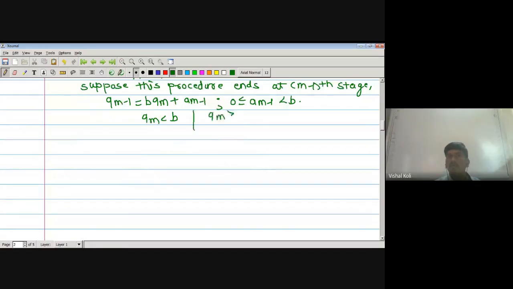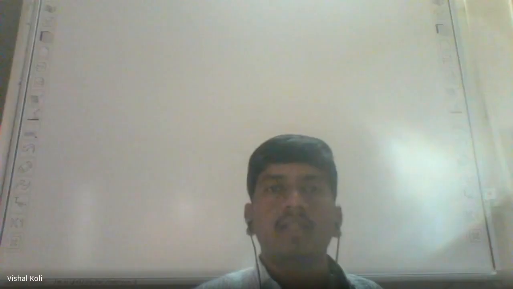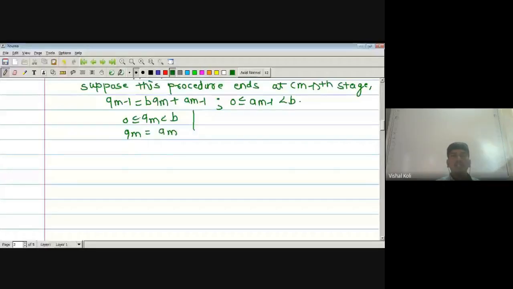Since the procedure will continue if qm is greater than or equal to b, we would have to go to the next step. But here we have already supposed that this procedure stops at this stage, therefore qm must be less than b. Okay, now as qm is less than b, and which is greater than or equal to 0, since all ai's lie between 0 to b, we take the value of qm as am.